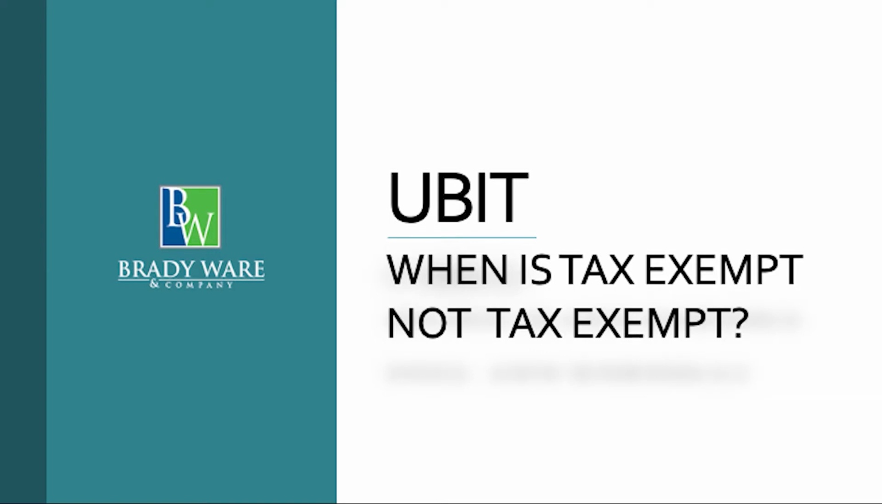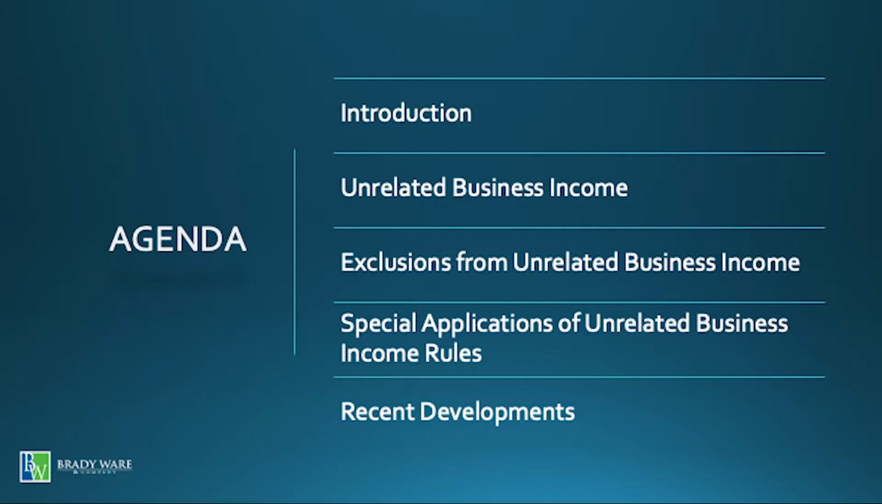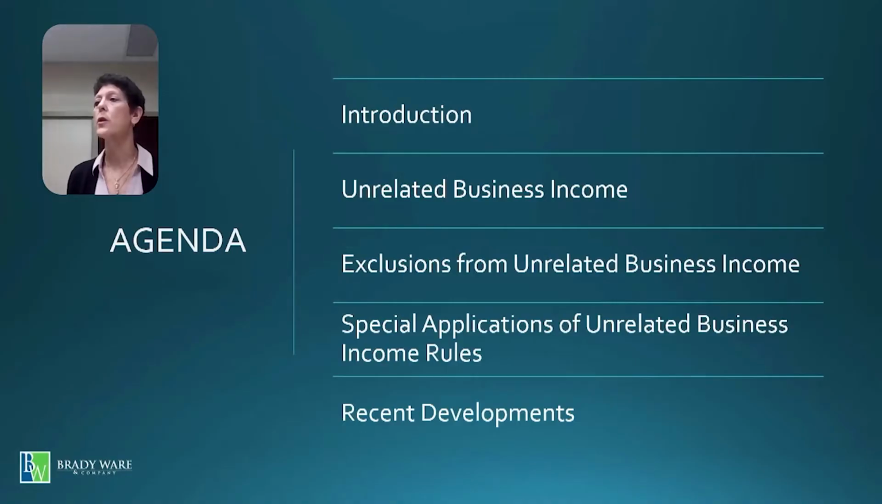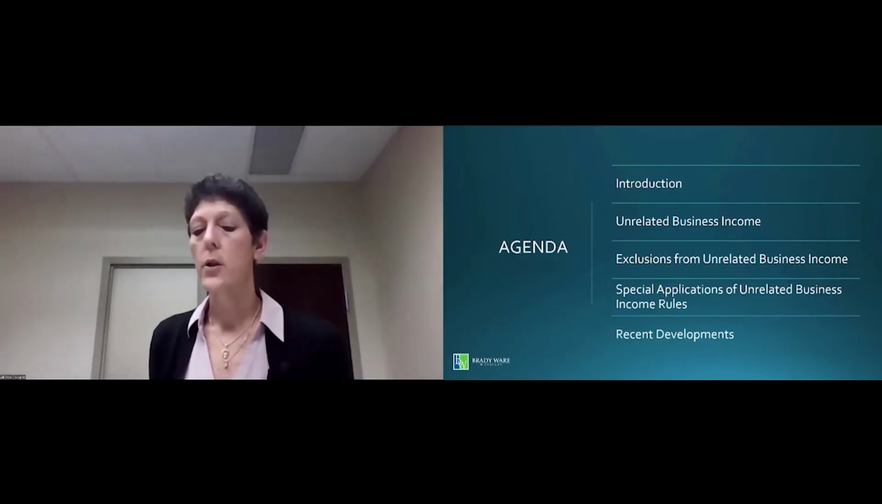What I'll go through is an introduction of how the IRS started with and put in place UBIT, how UBIT is determined, and then there are some exclusions from UBIT, and then special applications of the unrelated business income rules, and then some recent developments, going back to the 2017 changes, and then hitting some of the CARES Act changes.